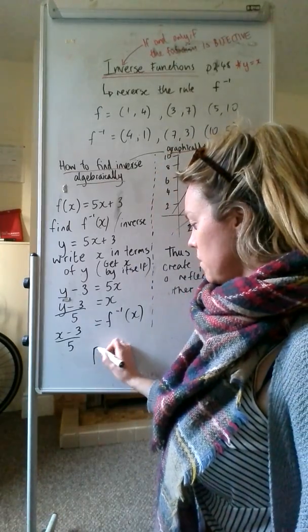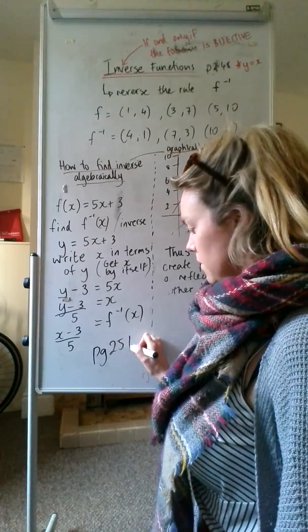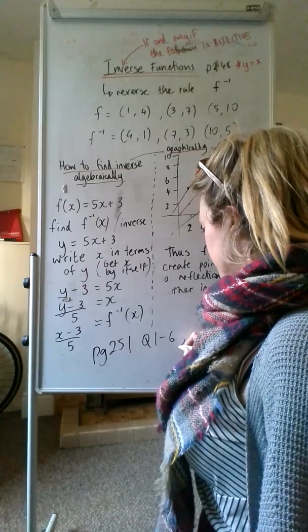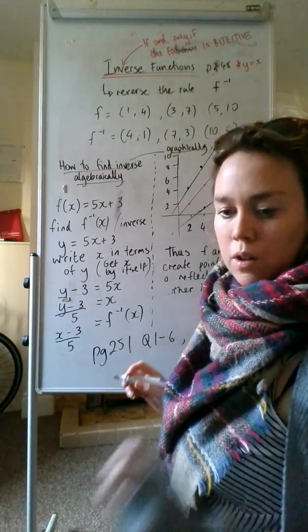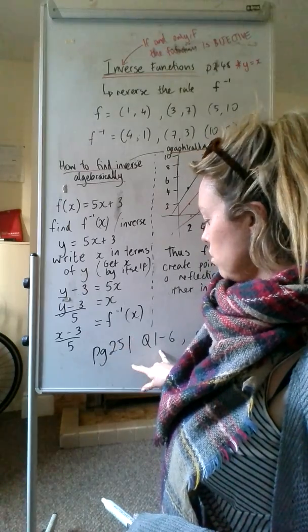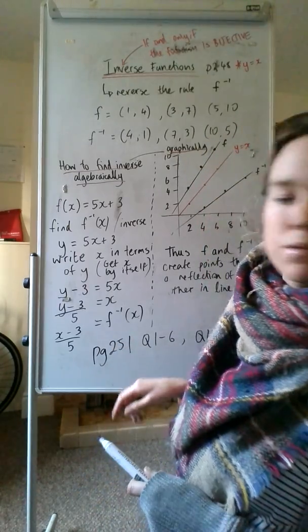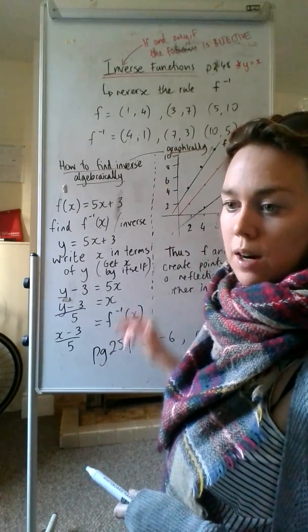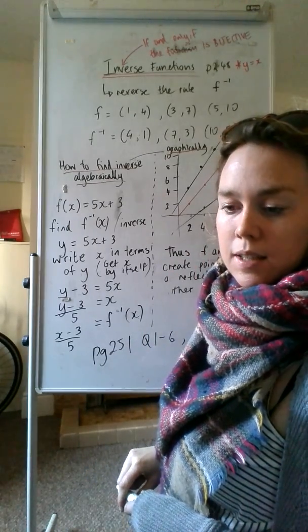What I want you to do now is page 251, and I want you to do question 1 to 6, and then question 12. Okay, and let me know if you're having any trouble with them. I think, could be wrong, I think 1 to 6 is going to be the inverse, doing it this way. And then I think 12 is going to be the graphical one. So you get used to that, okay?